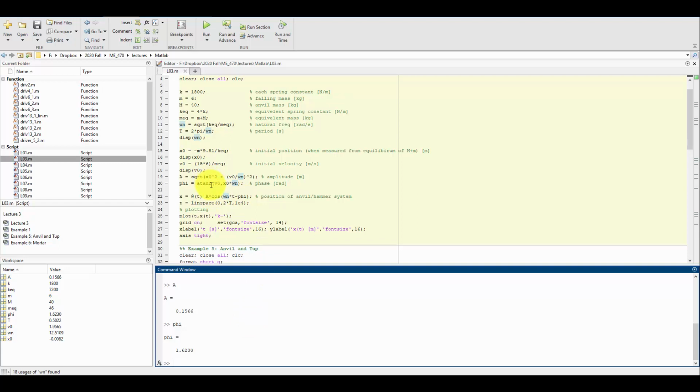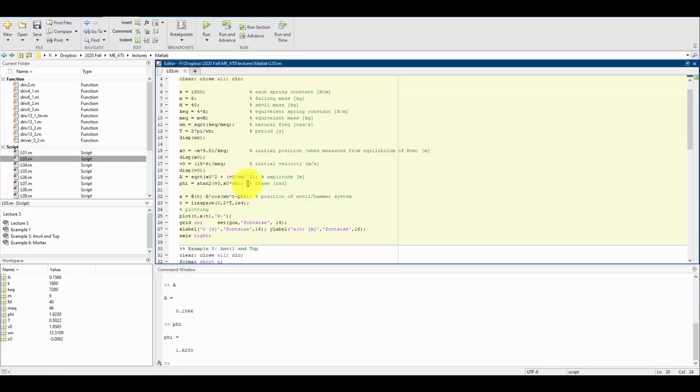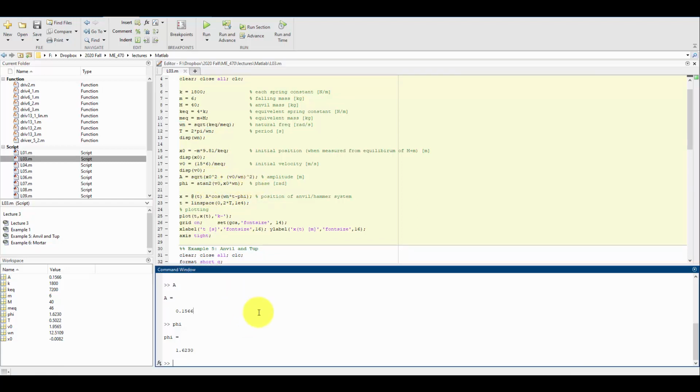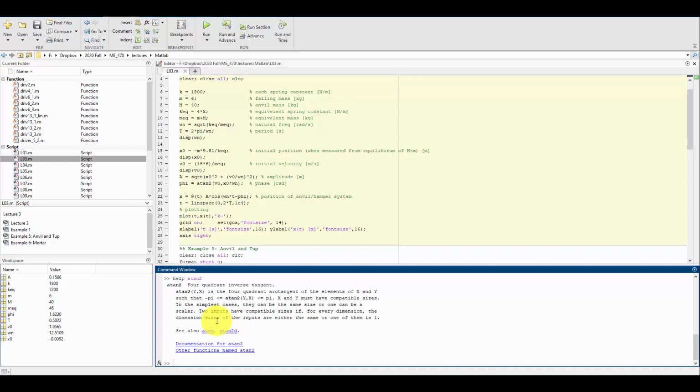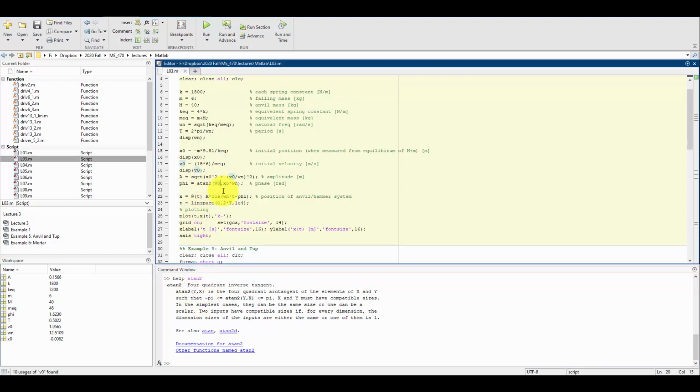So notice on line 20, I am using atan2 in MATLAB, and just so that we can remember what it's expecting with atan2, the order that we want to put is the y, or the numerator, comma, the value of the denominator, or the x value. So that's why I'm using the initial velocity, comma, and then the product of my initial position and my natural frequency. So I don't want to do the division here, or it's not going to do the four-quadrant arctangent for me.